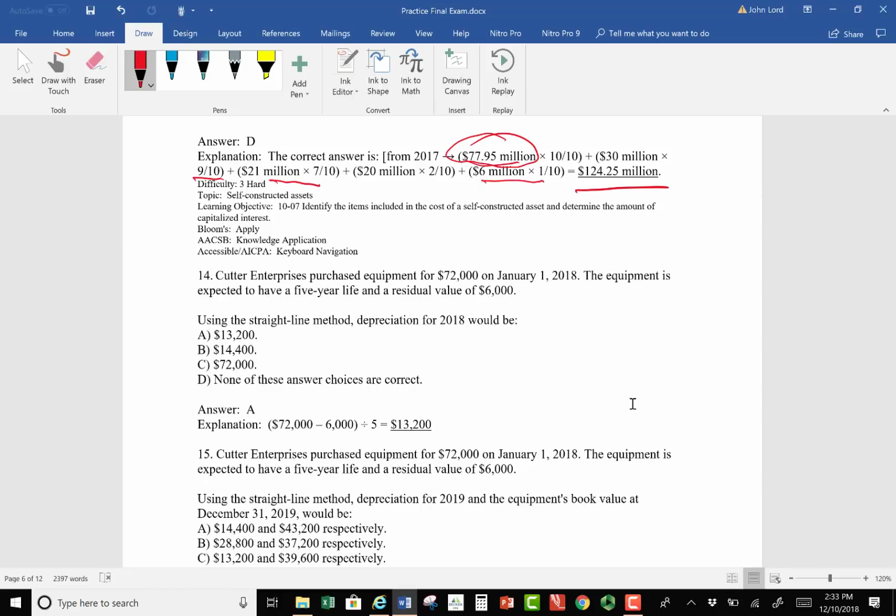Oh, by the way, before I forget, pretty much 10 questions from chapter 10, 10 questions from chapter 11, and 10 questions from chapter 12. So pretty much divided between the three chapters. Chapter 20 is not on the exam.